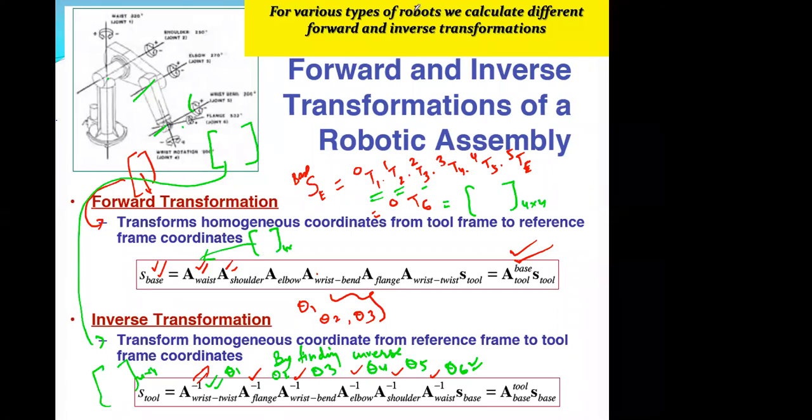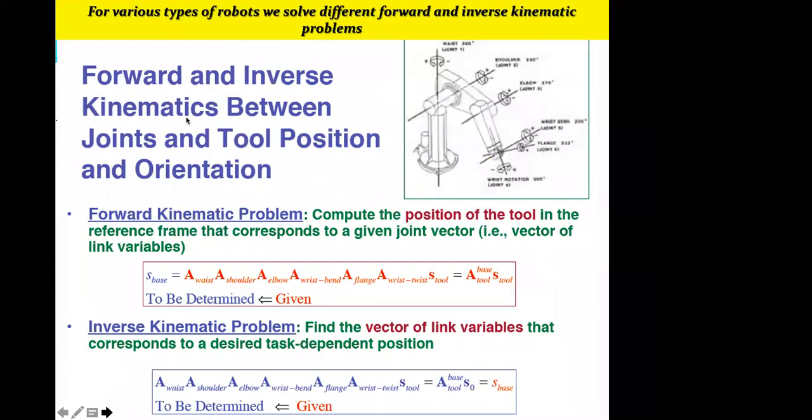So this way is quite useful. That will be very much required. Okay, so now let us have a few more problems to understand. So let us talk about a few more problems. Yes, forward and inverse kinematics between joint and tool position and orientation can be understood.